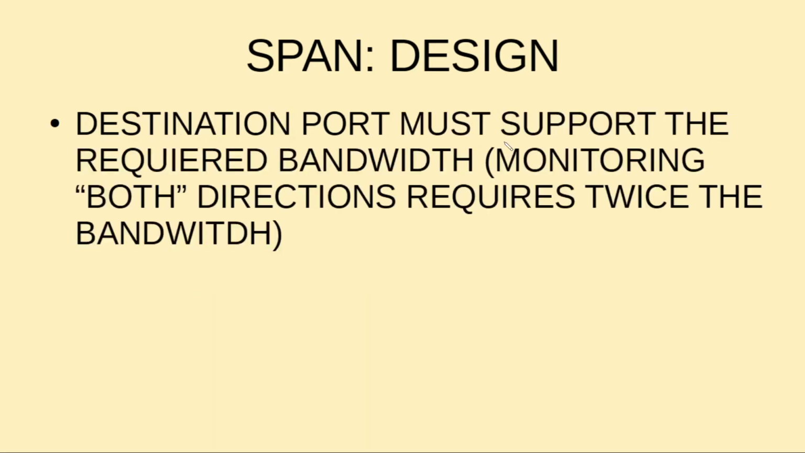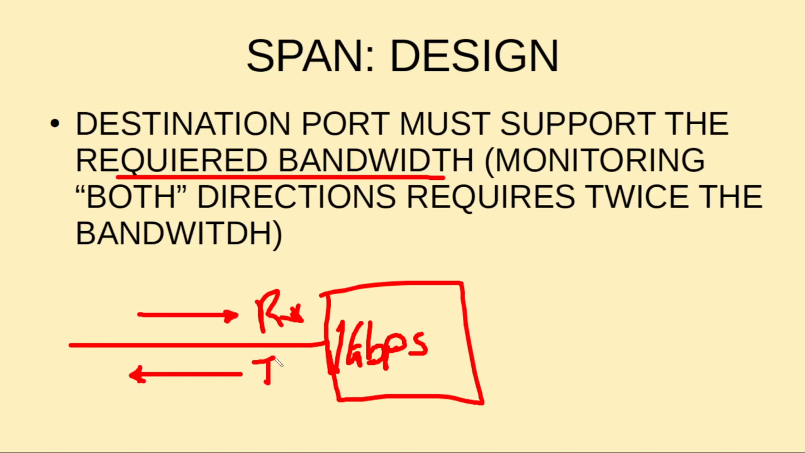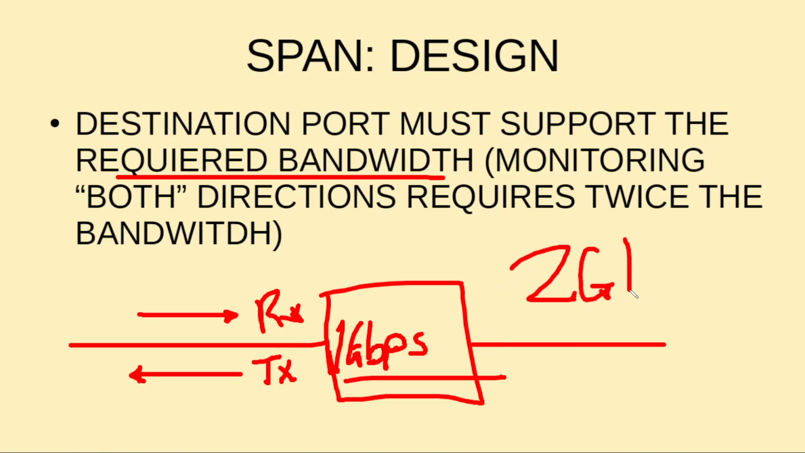Now, within the design best practices, you must always think ahead of what is the required bandwidth that you will require for your destination port. Let's put an example here. Let's say that you want to monitor just one port that happens to be 1 gigabit per second, and you want to monitor both reception, traffic that is being received, and traffic that is being transmitted. Now, in order to do so, you will need an interface that is able to handle 2 gigabit per second, because you are going to be monitoring the traffic in both directions.